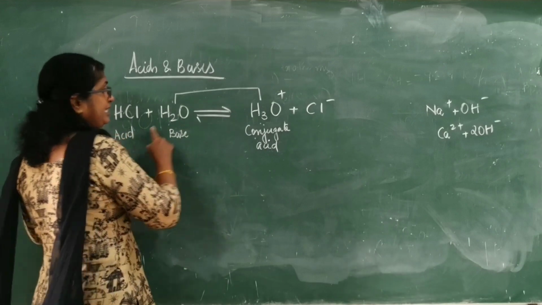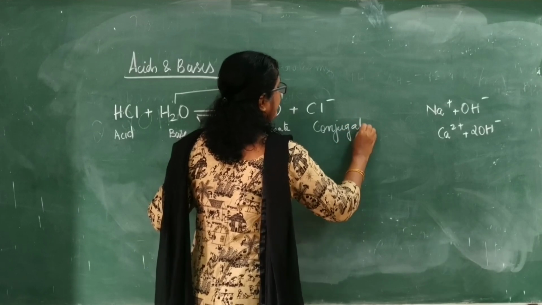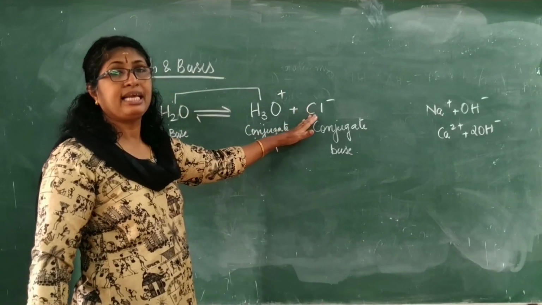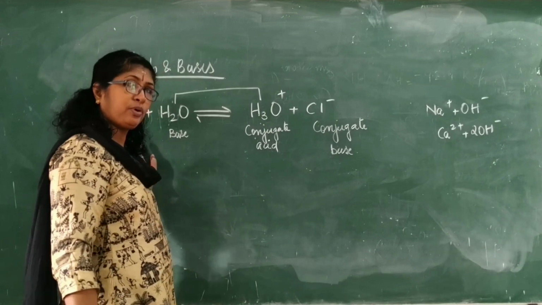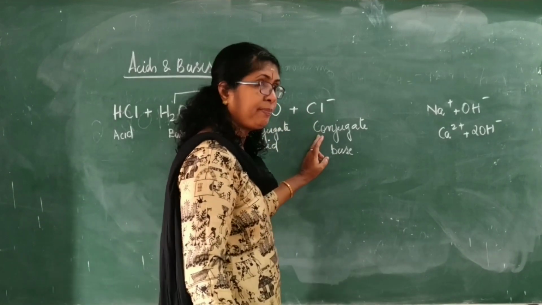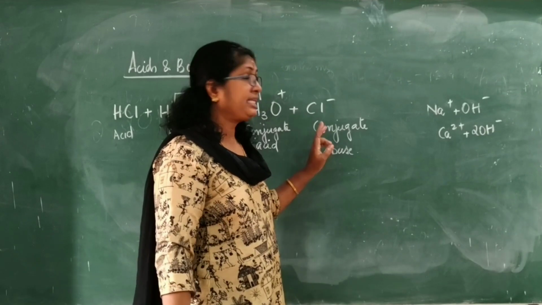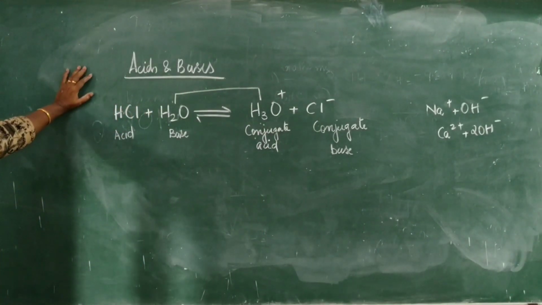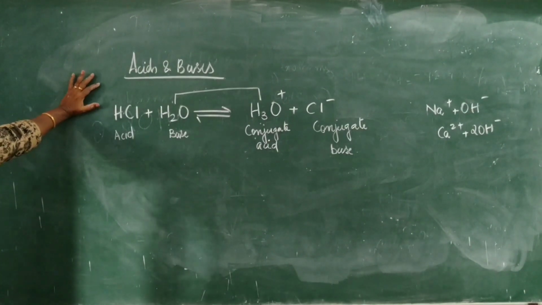Since this is the acid, it is called the conjugate base of that acid. Cl minus is the conjugate base of the acid HCl, because Cl minus can accept a proton and become HCl. HCl is donating a proton, so it is an acid. Cl minus can accept a proton, so it is a base. So H2O is a base, its conjugate acid is H3O plus. HCl is the acid and its conjugate base is Cl minus.